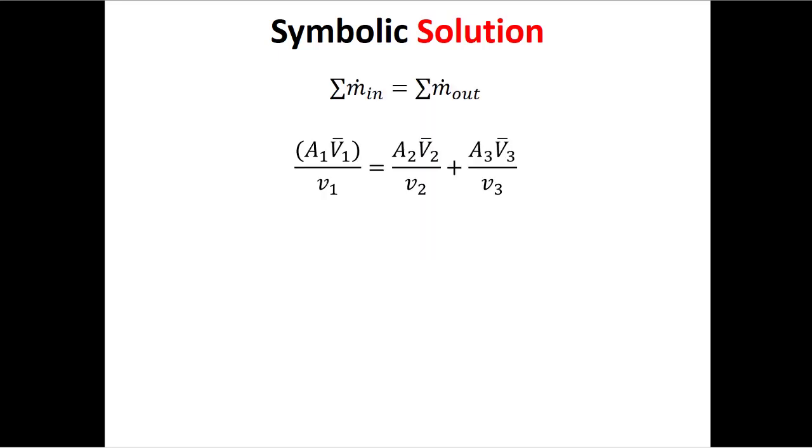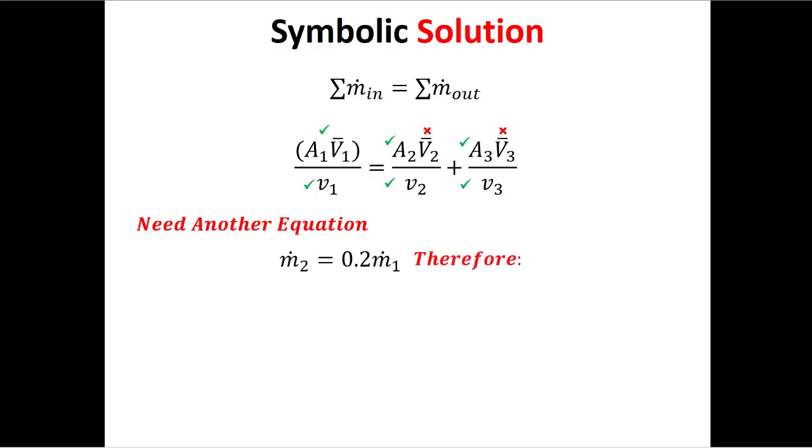So now I can put this information back into my equation. So I know my volumetric flow rate at state 1. I know now my area at state 2, my area at state 3. I still don't know my velocity at state 2 or 3. I know all of my specific volumes now. So we've done pretty well. We're now at a point where we have one equation with two unknowns. But I need another equation.